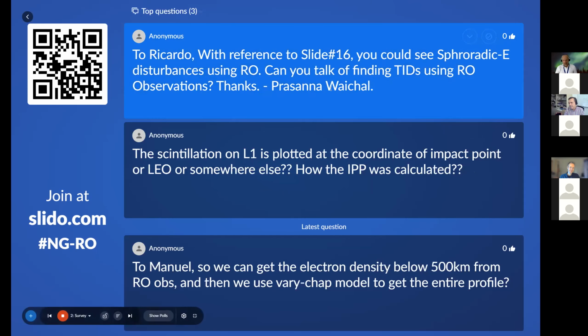With reference to slide number 16, you could see disturbances using RO. Can you talk of finding TIDs using RO observations? Thanks. I think yes. But for the time being, we noted the presence of sporadic layers. Also, TIDs can be derived from radio occultation observations. We simply didn't have time to do this.